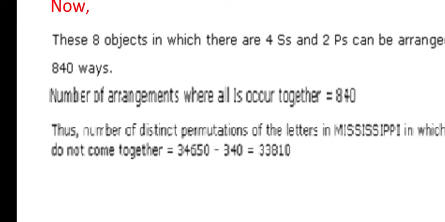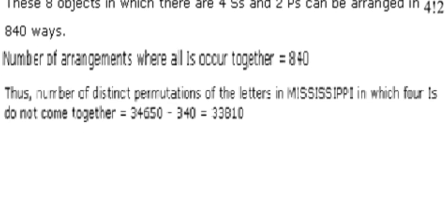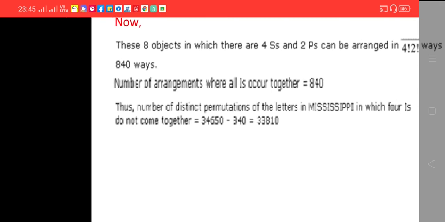Now this answer is for when all the I's come together. When the I's do not come together, we take the total minus the ways in which all the I's come together. Previously we got the total number of ways as 34650, minus the number of ways all the I's come together, which is 840. When I subtract, we get the answer 33810.